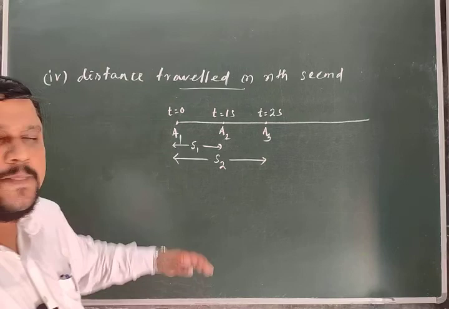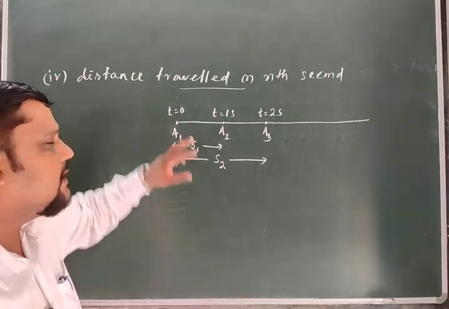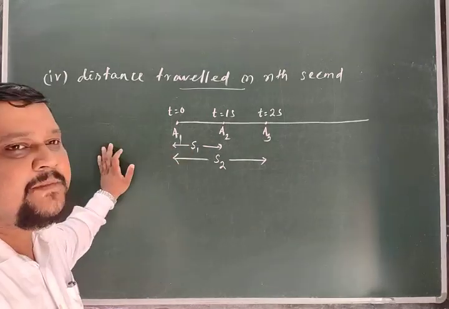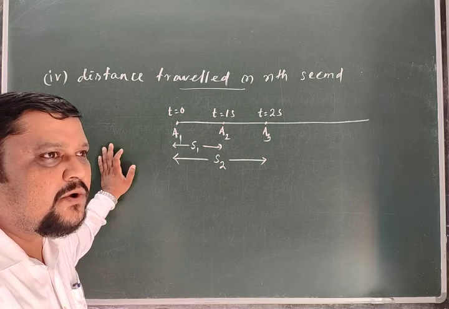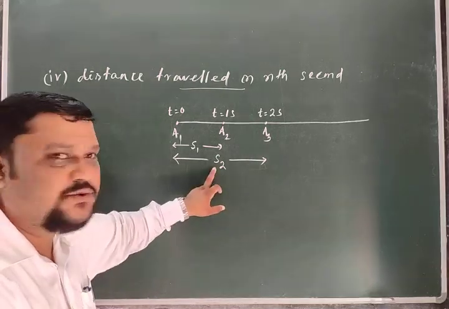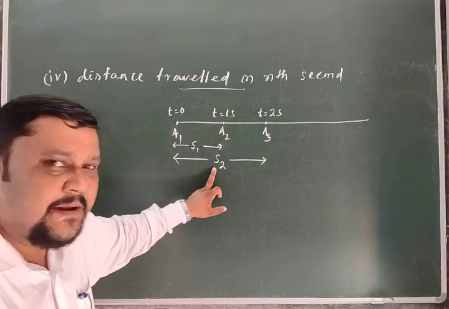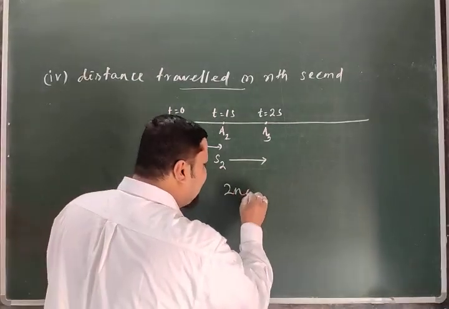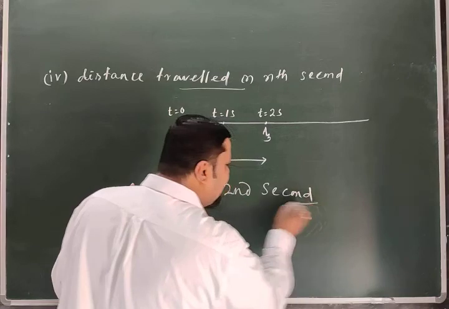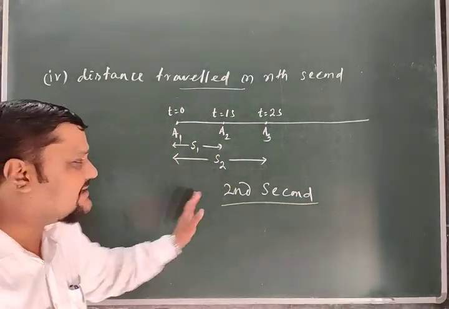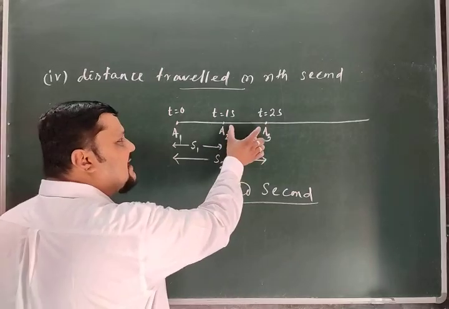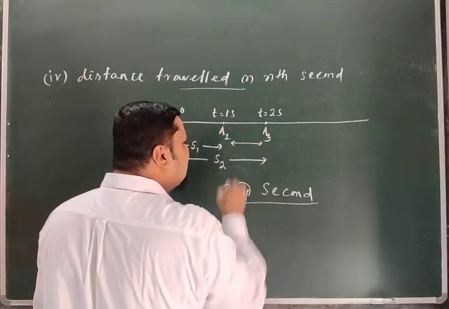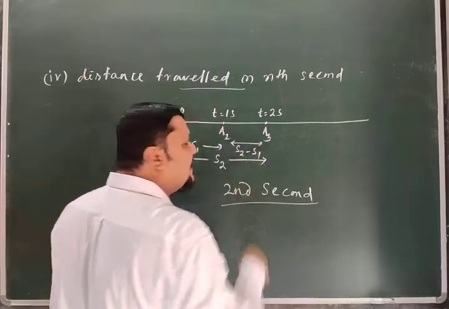Now let me ask you, what is the distance traveled by you in the first 1 second? First 1 second, how much? s1. What is the distance traveled by you in 2 seconds? s2. But if I ask you, what is the distance traveled in the second second? This distance from t equal to 1 to 2 seconds, in this part, this is the distance traveled. How much is this? s2 minus s1.